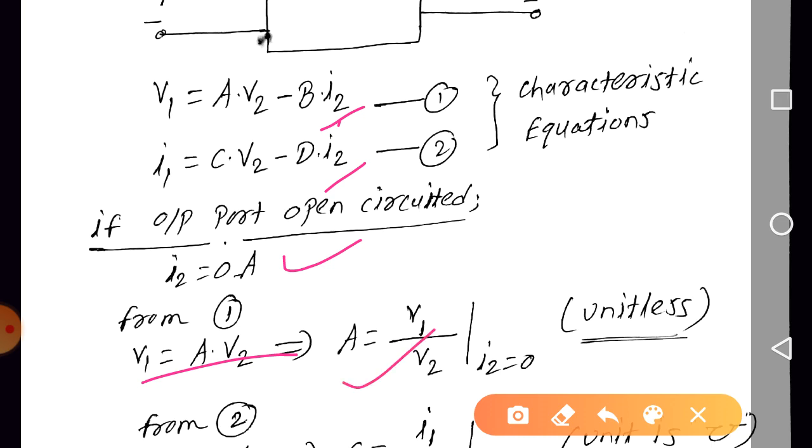So input port voltage divided by output port voltage, provided that the output port is open circuited, is nothing but the parameter A. So parameter A is a ratio of two voltages, right? It is volt upon volt, so it gets cancelled. That's why parameter A is a unitless parameter.